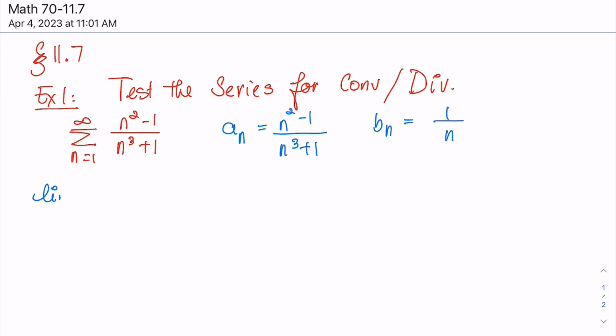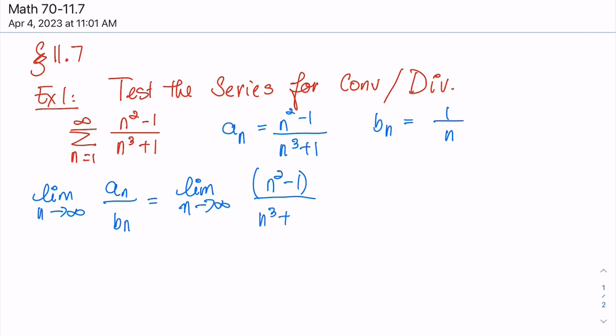Taking the limit as n approaches infinity of a sub n over b sub n, we'll see that we end up with n squared minus 1 over n cubed plus 1. And then I'm going to multiply by the reciprocal. So I'm going to multiply by n here, so we can simplify it. So this is n cubed minus n over n cubed plus n.